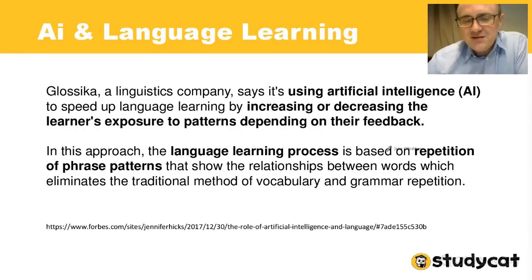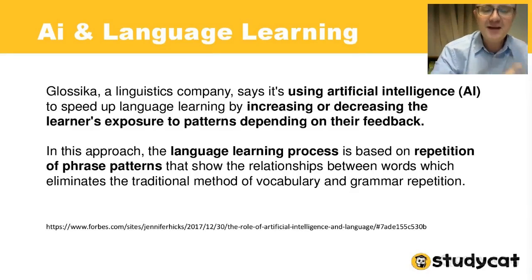AI is artificial intelligence, as we all know. A company called Glossika, which is a big linguistics company using data, and another company called Sana Labs. Glossika says it's using artificial intelligence to speed up language learning by increasing or decreasing the learner's exposure to patterns dependency. Now that sounds like a very difficult thing, but what it's saying is that AI can see the patterns of your learning. So what are you getting wrong? What are you getting right? And then it uses that to speed up the learning process to focus on what you're getting wrong, right?